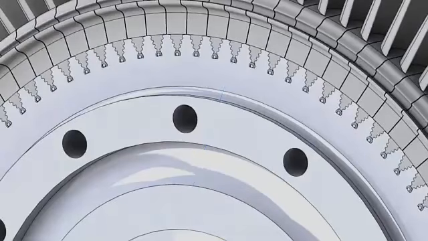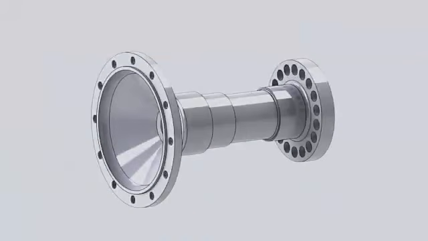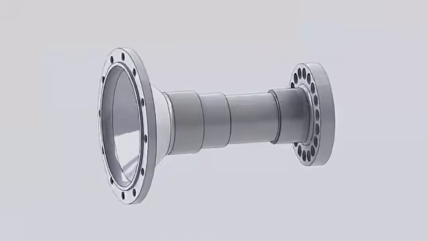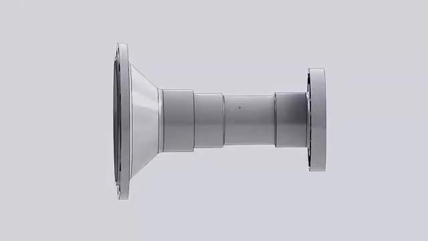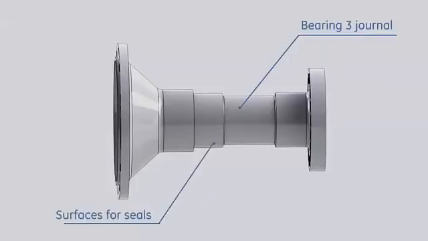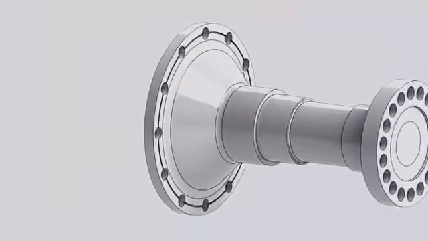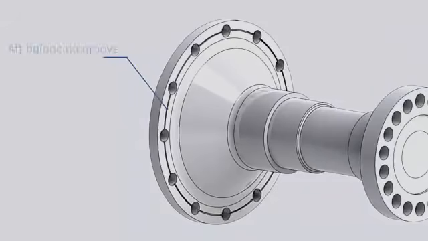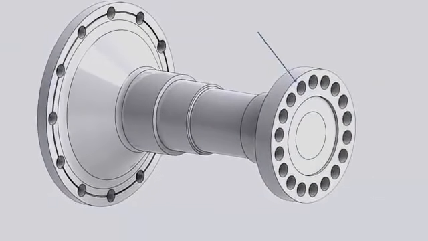like the second stage. The aft wheel shaft is machined to provide the following features: a journal surface for bearing number 3 and surfaces for oil and air seals. An aft balancing groove. An aft flange to connect the turbine rotor to the generator rotor.